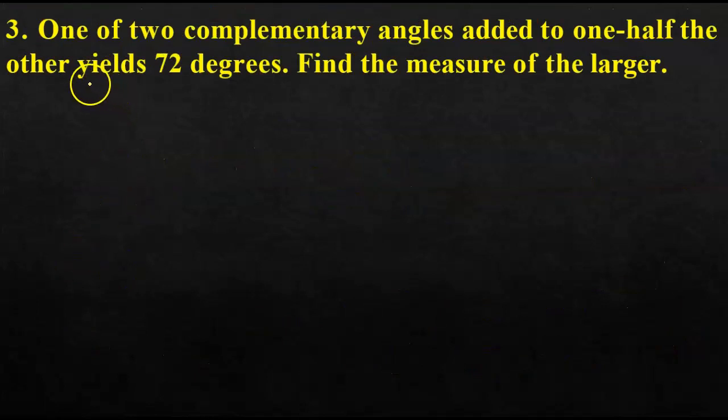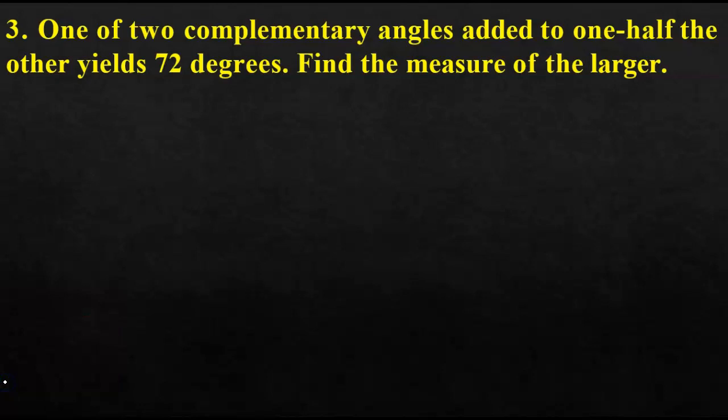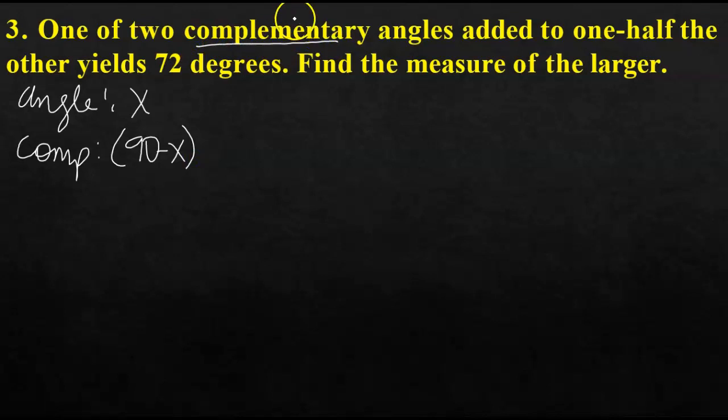Okay, so let's solve more problems. One of two complementary angles added to half the other. Let's write it out. Let's define the angle. If the angle is x, then the complement of that angle must be 90 minus x. We need the complement, we don't need the supplement.